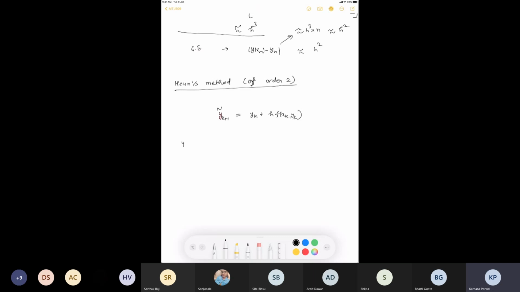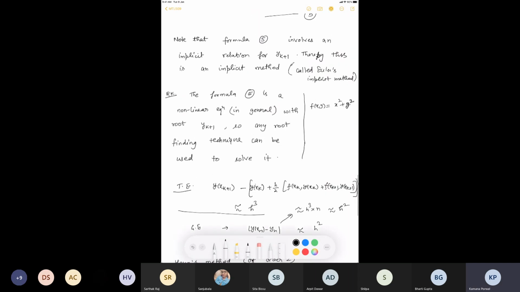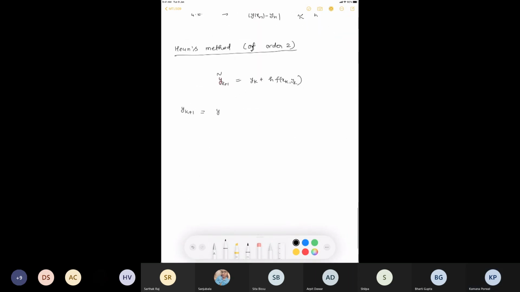And then you compute y_{k+1} using the same formula we have in equation 5: y_k plus h by 2 times f(x_k, y_k) plus f(x_{k+1}, y_{k+1}). I would have had this in the case of the implicit Euler method, right? But what I'm going to do is modify this y_{k+1} to y_{k+1} tilde, because this was the problem-creating term here. So I just used the explicit Euler method to approximate this term as well.